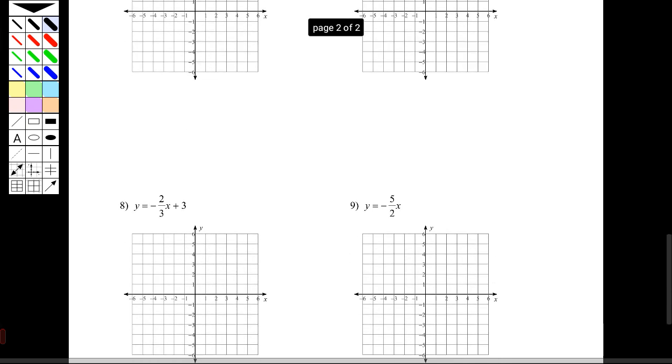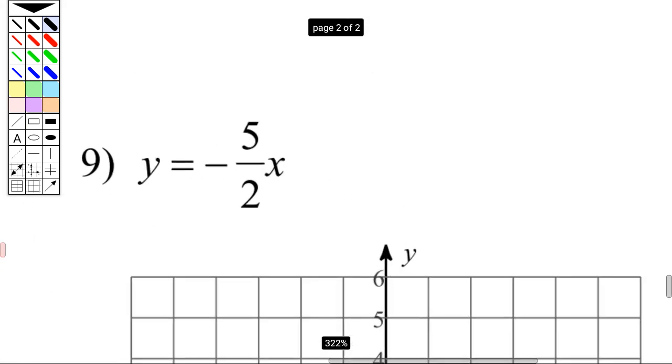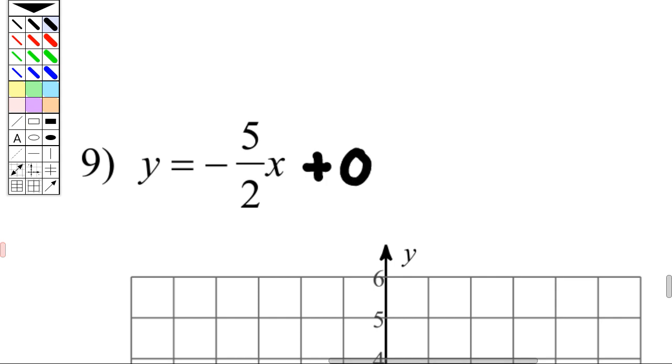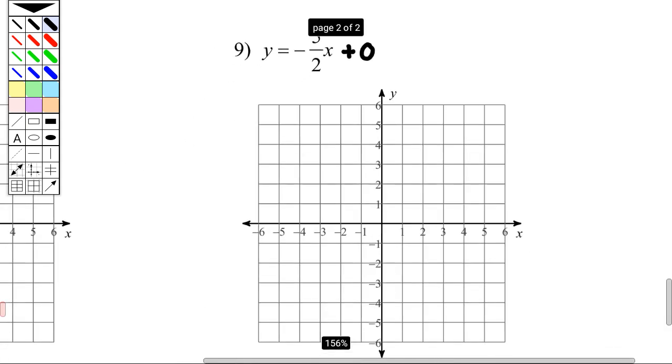How about this one down here? Looks like my slope is -5/2, but I don't see a number over here. What do we say when there's no number there? It's actually zero, you could say that, right? That's the same thing. So in other words, where is your y-intercept going to be? You have a special name for it?